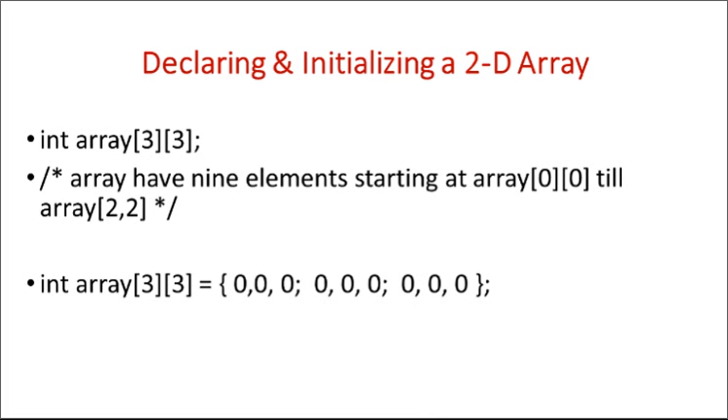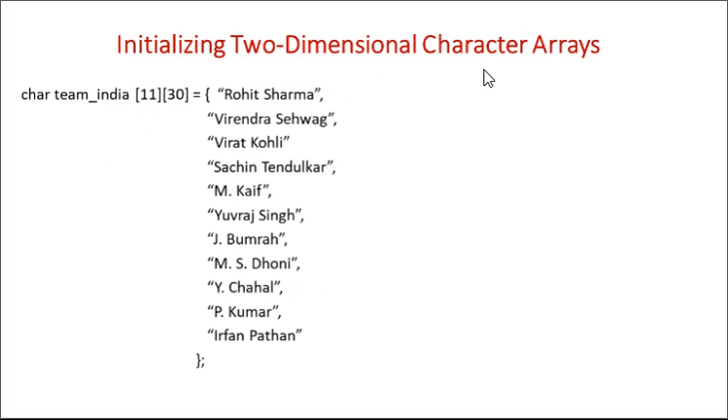Afterwards, just close the curly bracket and add a semicolon. This is how initialization can be done. Now let's see how to initialize a two-dimensional character array. Since it is a character array, the data type will change to char. Let's say the name of the array is Team India with size 11 by 30. The first number indicates the total strings this array will hold, and each string can have a maximum of 30 characters.